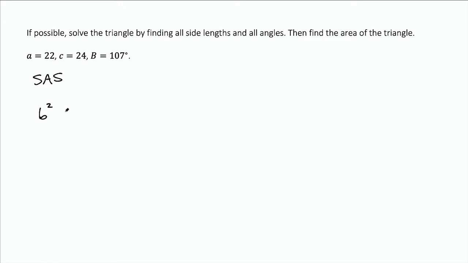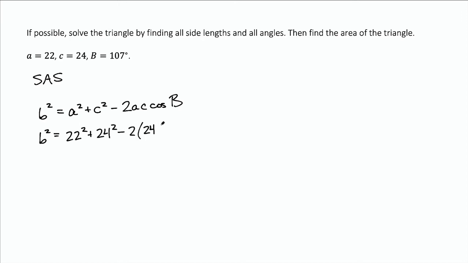So the law of cosines, we have b squared equals a squared plus c squared minus 2ac cosine of the angle b. So plugging in the things that we know, we've got 22 squared plus 24 squared minus 2 times 22 times 24 times the cosine of 107 degrees. I should keep it the same order so we don't get confused. And then, of course, to solve for b, we're just going to do the square root of that.